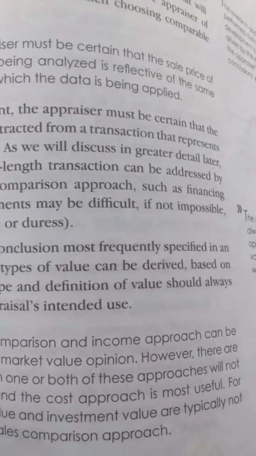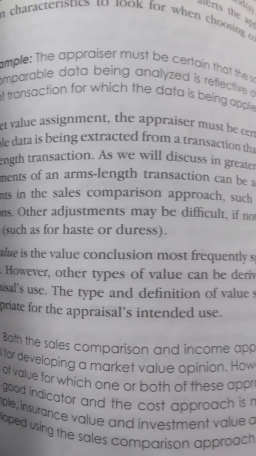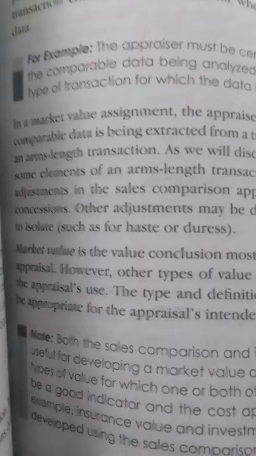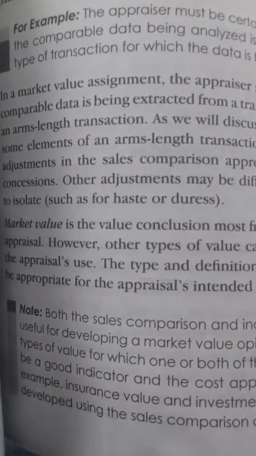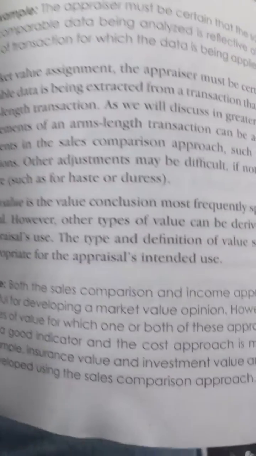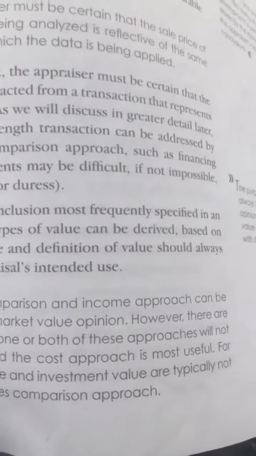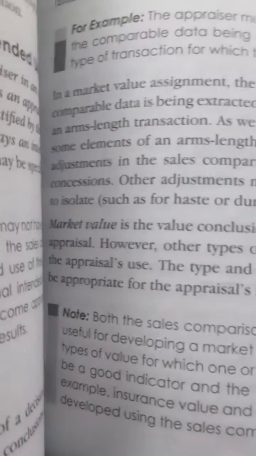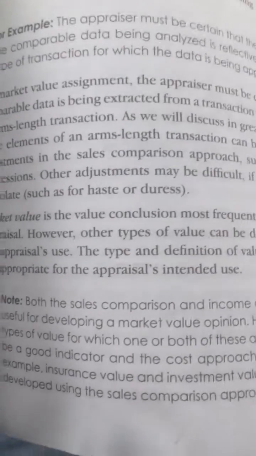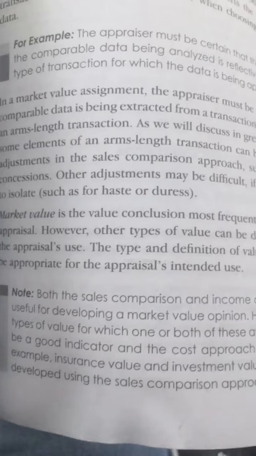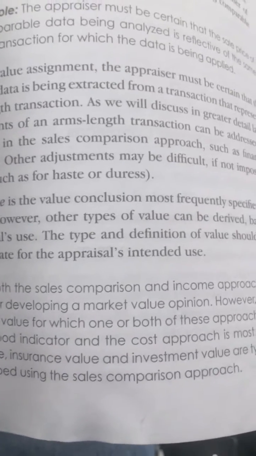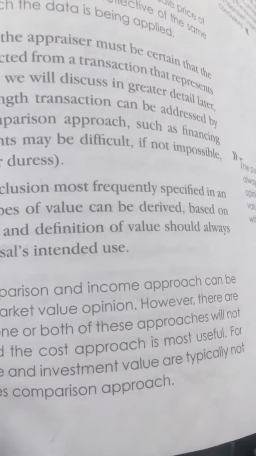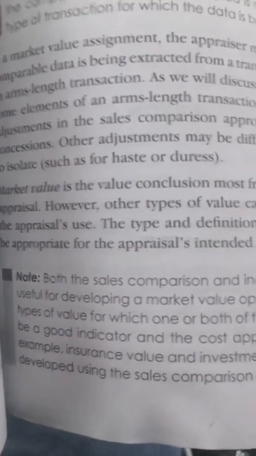As we will discuss in greater detail later, some elements of an arm's length transaction can be addressed by adjustments in the sales comparison approach, such as financing concessions. Other adjustments may be difficult, if not impossible, to isolate, such as for haste or duress. Market value is the value conclusion most frequently specified in an appraisal. However, other types of value can be derived based on the appraisal's use.